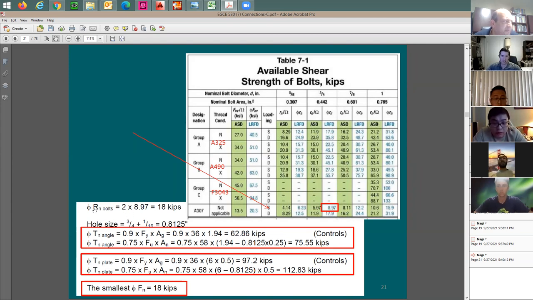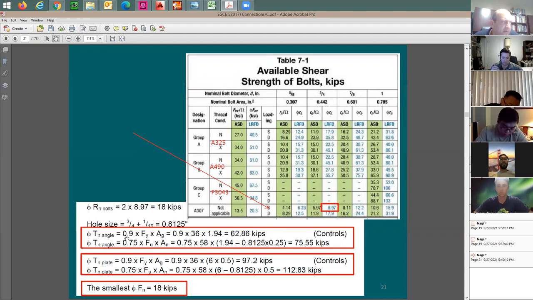See this number here, this is gonna be for the bolts. Pn for both bolts is gonna be 2 times the strength of one bolt. I still have the angle and I still have the plate. Angle and the plate, we have done this in the past. We have done the tensile strength. So we're gonna say Pn for the angle, I have two equations. One is gonna be for the yield failure and the other is gonna be for the rupture, which means the ultimate failure.